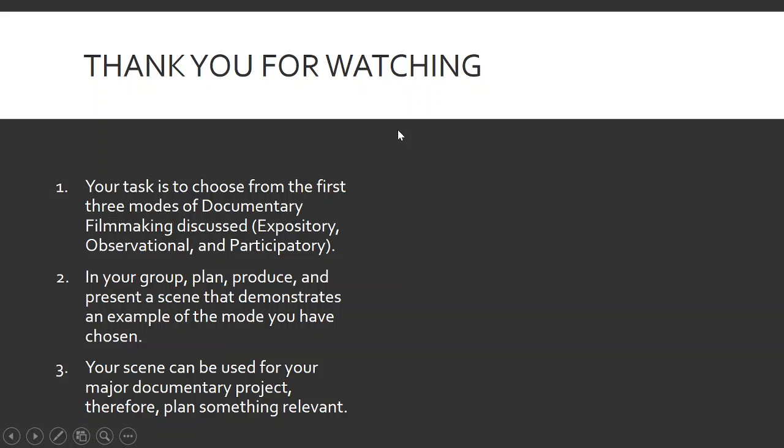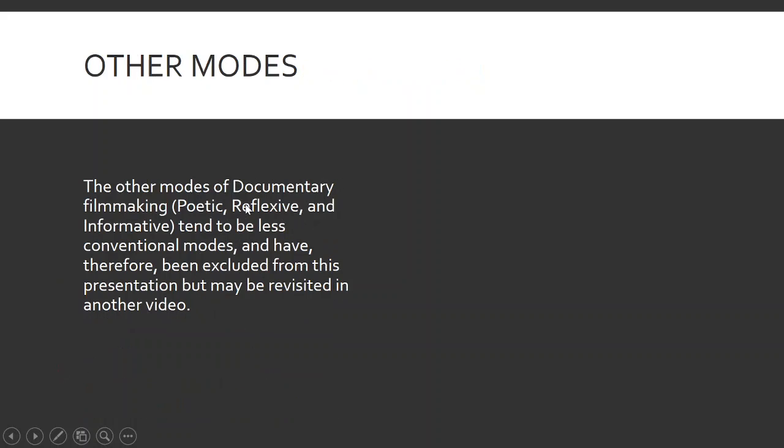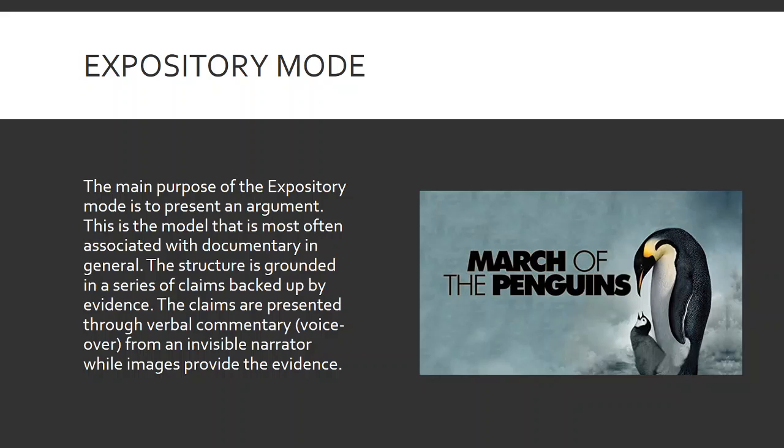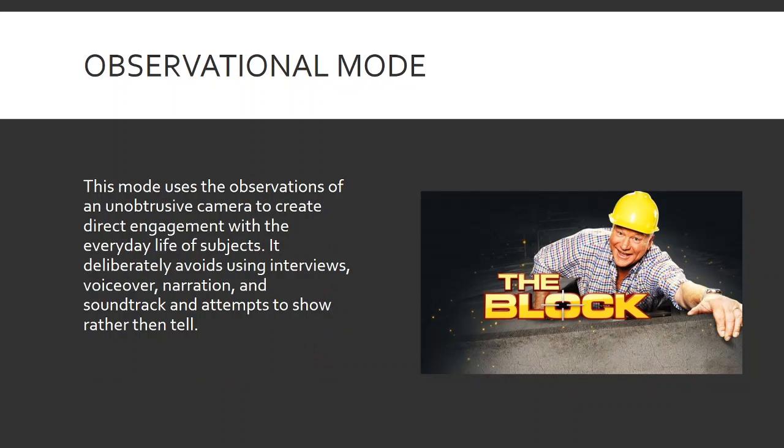So that being said, in your groups, I want you to plan, produce, and present a scene that demonstrates an example of the mode that you have chosen. So if you decide to do expository mode, then your task today is to go and film something that is the evidence. Here it says the claims are made as voiceover and the evidence is the images. So you'll film something that serves as evidence to an argument, and then you will include voiceover that makes a claim, presents an argument, and then you'll have evidence that's demonstrated through the footage.